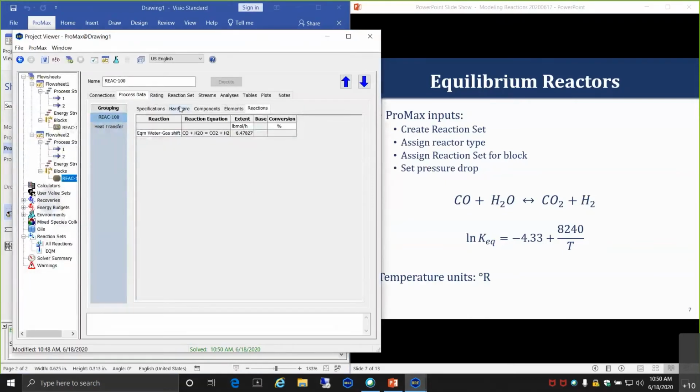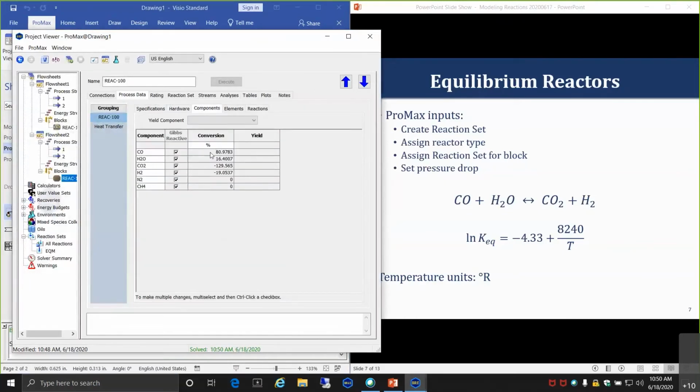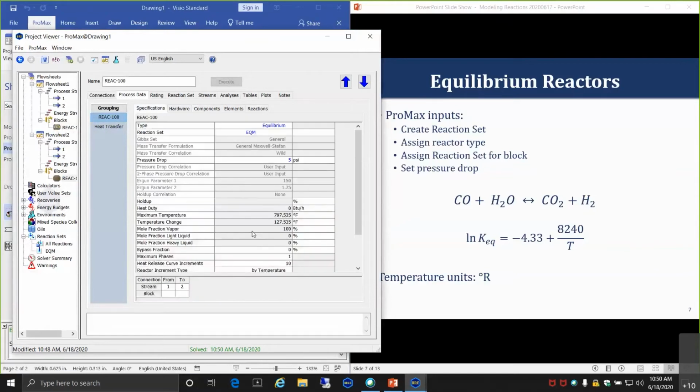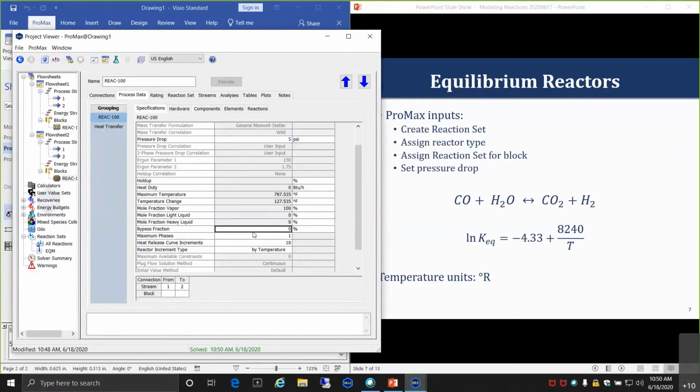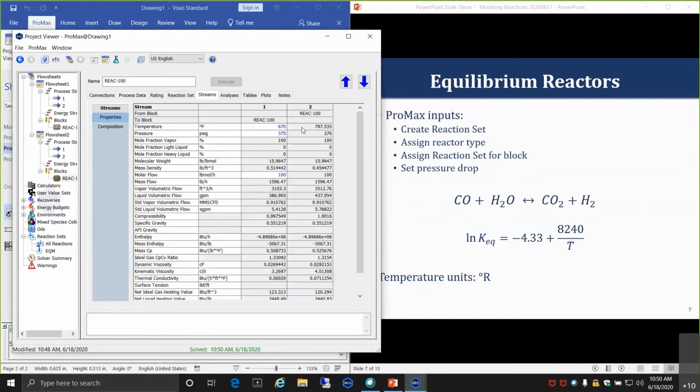Here, we are getting basically 81% conversion of CO. So they're very, very close. Here you can still use the bypass if you wish to modify how much of the process reaches equilibrium. You'll notice that our outlet temperature is very, very similar to the Gibbs minimization case.